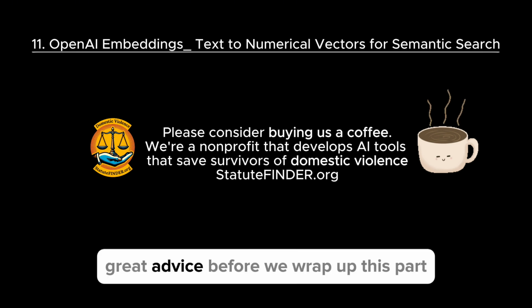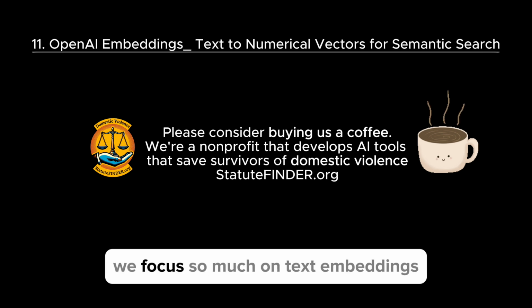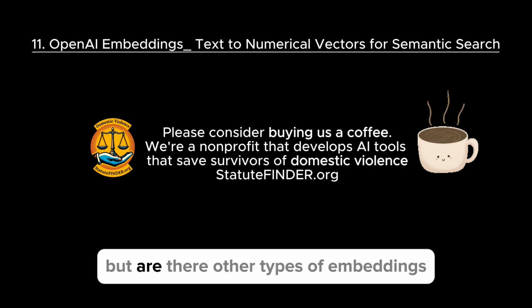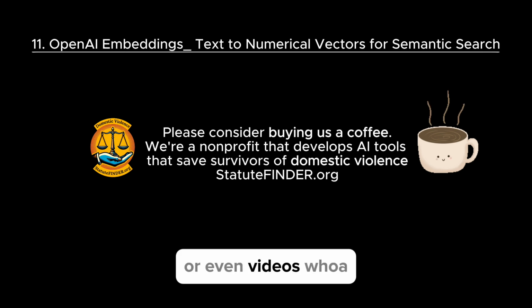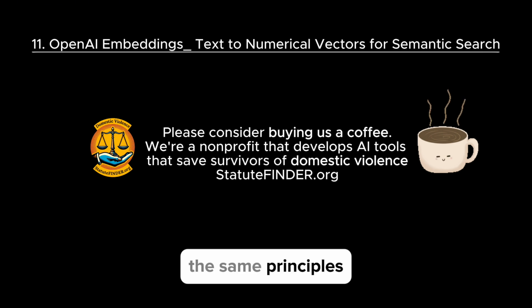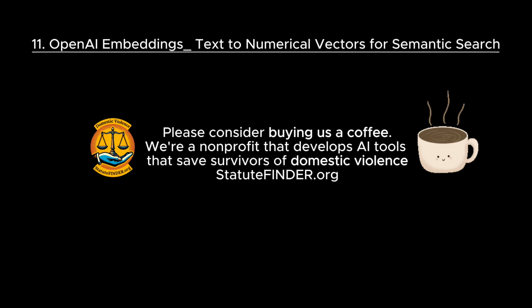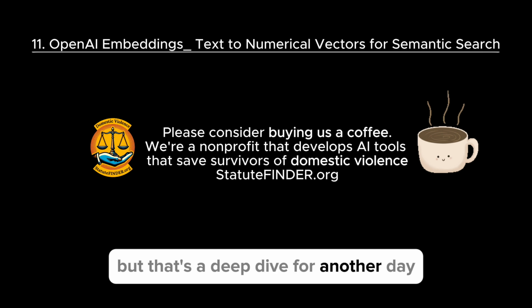Great advice. Before we wrap up this part, I have one final question that's been on my mind. We've focused so much on text embeddings, but are there other types of embeddings? Like, could you have embeddings for images or music or even videos? Whoa, you're thinking outside the box. And you're absolutely right. The same principles can be applied to other types of data. Imagine representing images, sounds, even movies as vectors. But that's a deep dive for another day.